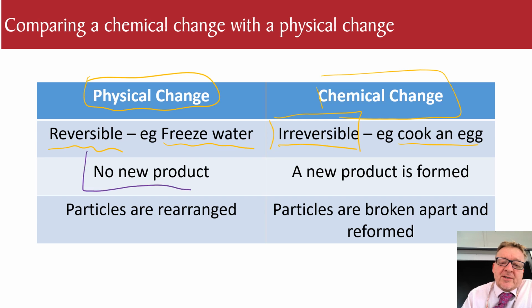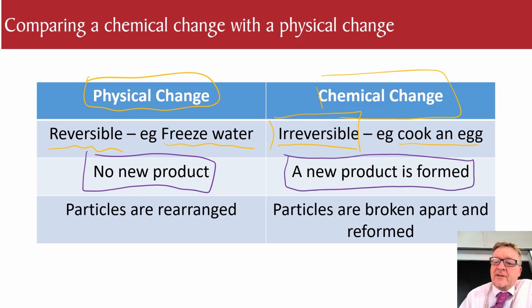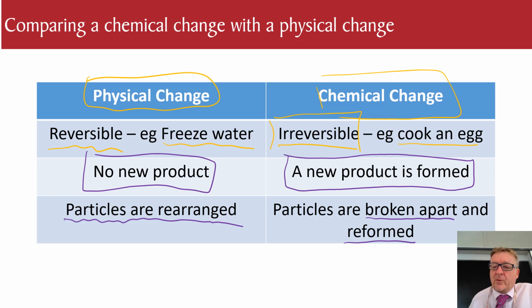A physical change has no new product. You freeze water, it's still water. If you melt water, it's still water. With a chemical change, a new product has formed, and in the case of an egg, you've got different proteins. In a physical change, the particles are being rearranged. You freeze water, they all line up. You melt water, they all become more random. In a chemical change, particles are actually broken apart and reformed.